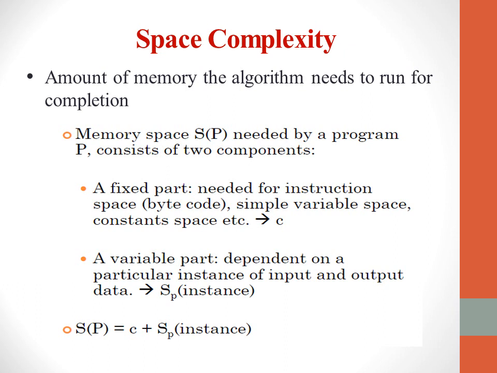When I am saying a fixed part, that is needed for instruction space, byte code, simple variable space, constant space. So this fixed part I'll be naming as C, and the variable part is something with the particular instance of input and output data. So I'm calling this S of p instance. So the total formula becomes S of p, the total memory space, equals the fixed part C plus the variable part S suffix p, that is instance. So moving ahead to understand this concept in detail with an example.